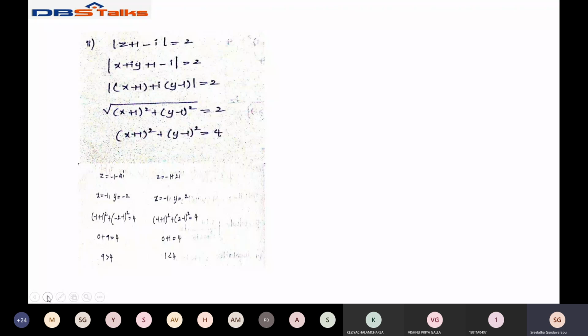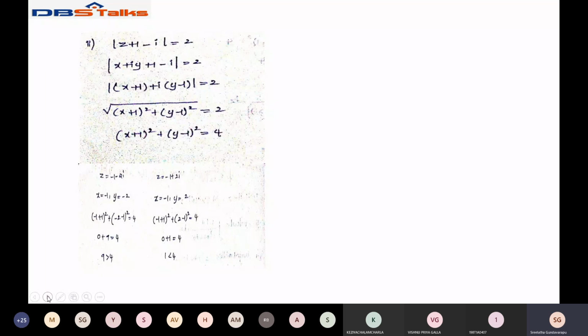So the second circle is mod z plus 1 minus i equal to 2. Z is x plus iy plus 1 minus i equal to 2. So the real part is x plus 1 and the imaginary part is y minus 1. Using the magnitude formula, root of x plus 1 whole square plus y minus 1 whole square equal to 2. Squaring on both sides, x plus 1 whole square plus y minus 1 whole square equal to 4.